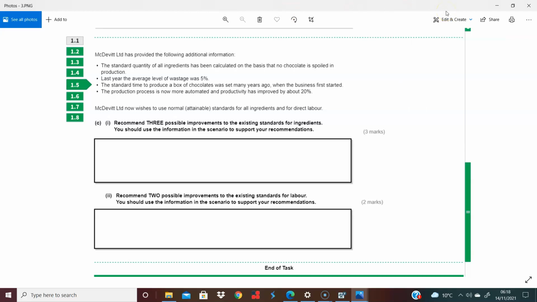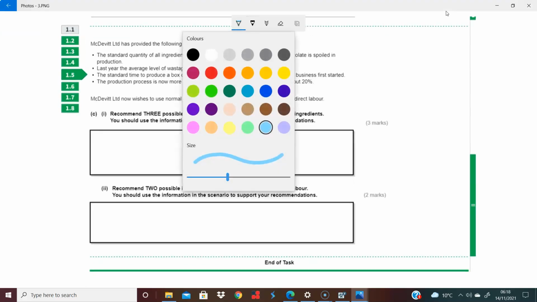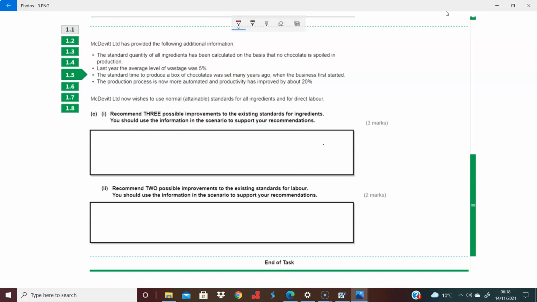The key point here is we want to incorporate this knowledge that we now have, this 5% knowledge. So incorporate the 5%. I mean, this is what happened last year. It says the average level. So incorporate 5% into the current materials allowance.